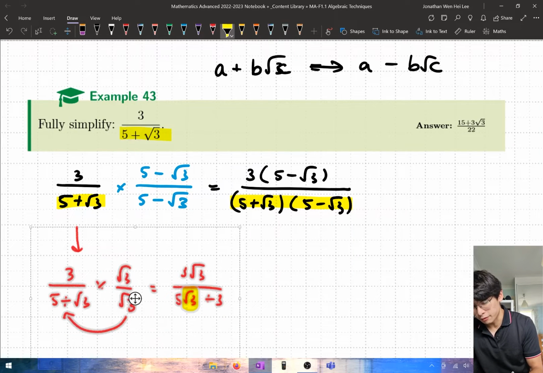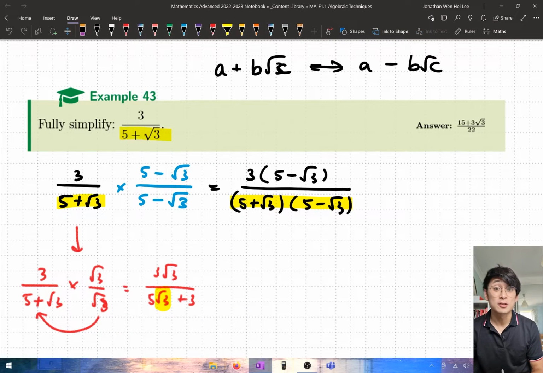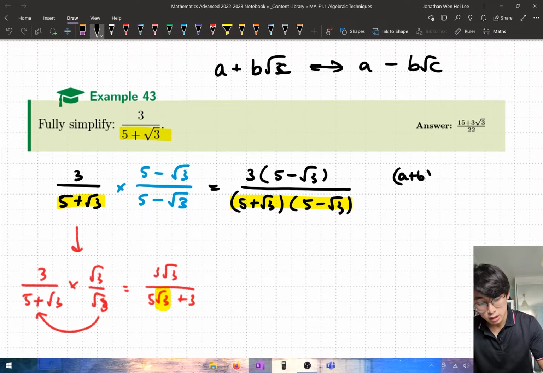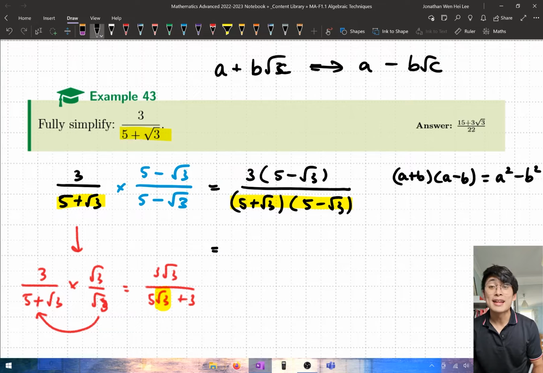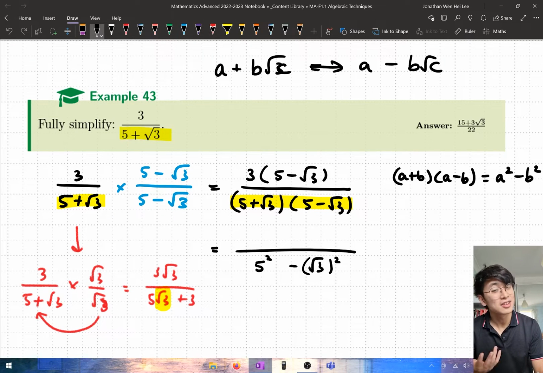I'm going to move this across so I have a bit more space. This is a difference of two squares. And if you remember, if I have a plus b times a minus b, that just gives me a squared minus b squared. And so when I expand out the denominator here, what I'm going to get is just 5 squared minus square root 3 squared. And when I take the square of square root 3, that just becomes a 3. And so that makes it a lot easier for me to deal with.